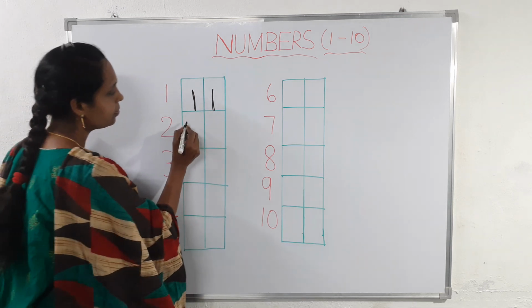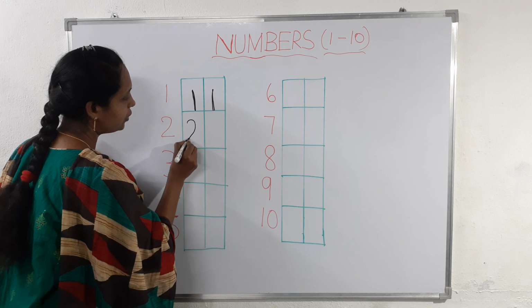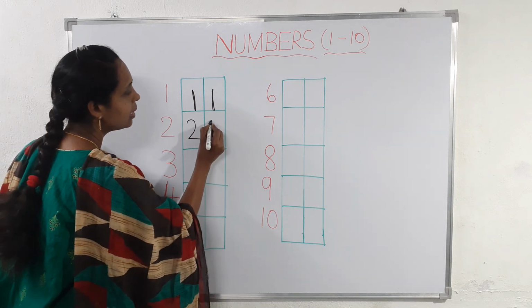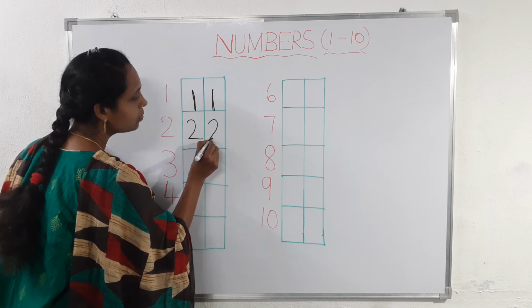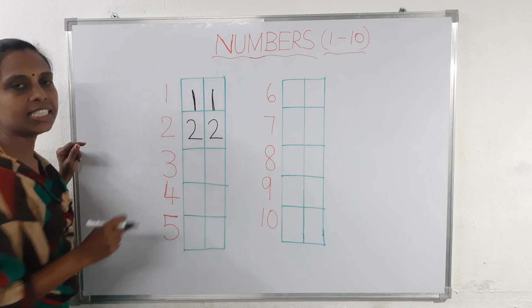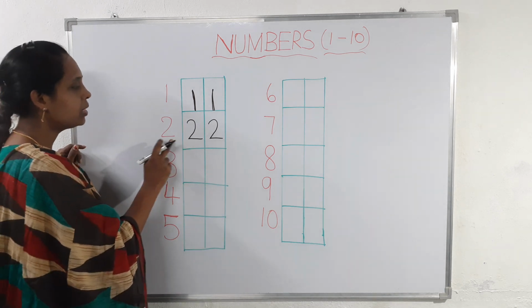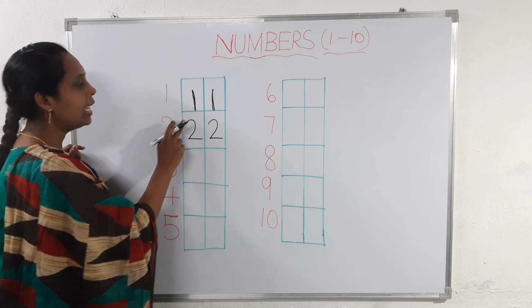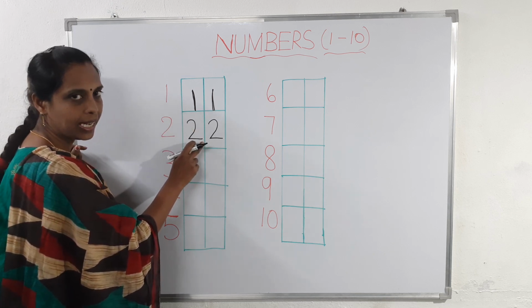See children. Left curve, sleeping line. Number 2. What is this number? 2. See children, what is this number? 2. How to write? Left curve, sleeping line.